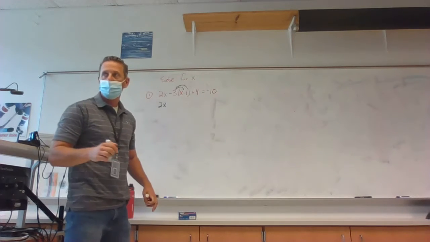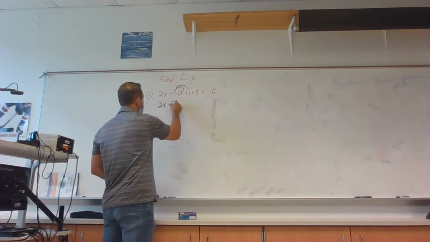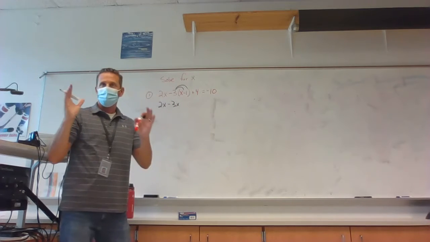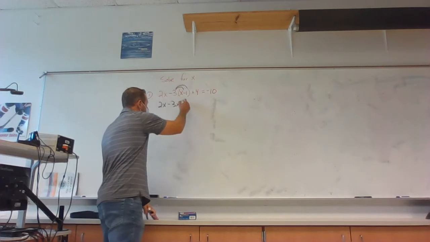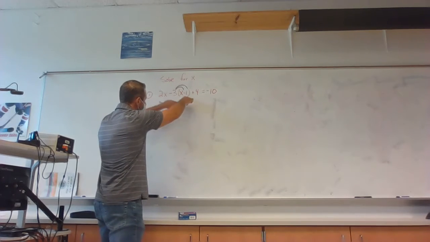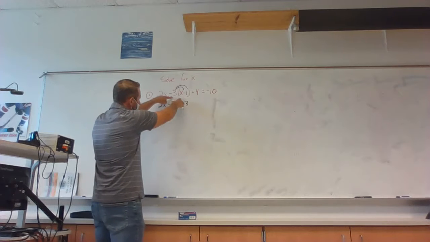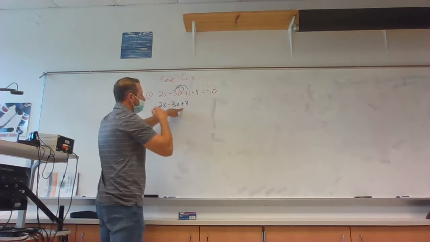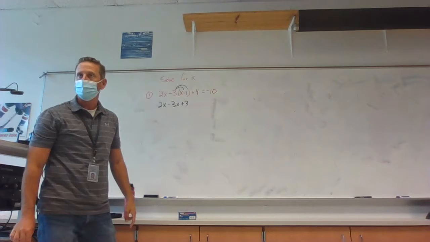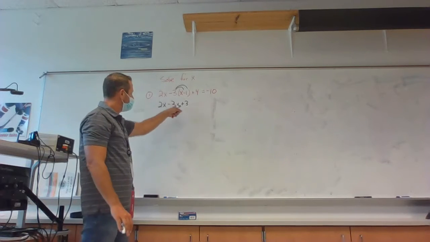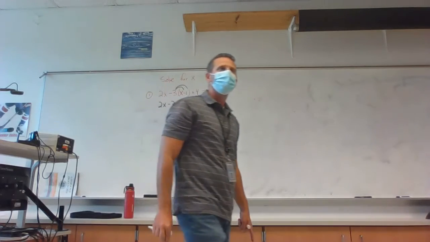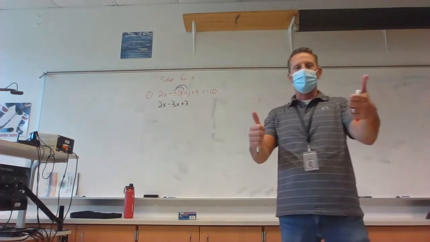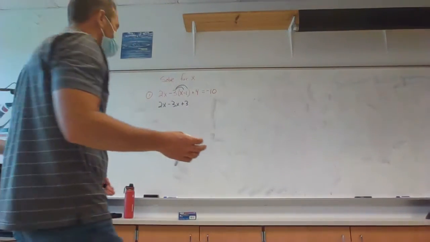Negative 3 times x. Negative 3x. Negative 3 times negative 1. Positive 3. Multiply those and put it there. Multiply those, put it there. Multiply those, put it there. Pay attention to your signs, please. Last period, walking around, lots of negative signs when there should be positive signs, lots of positive signs when there should be negative signs. Negative times a negative is a positive. Positive times a negative is a negative.